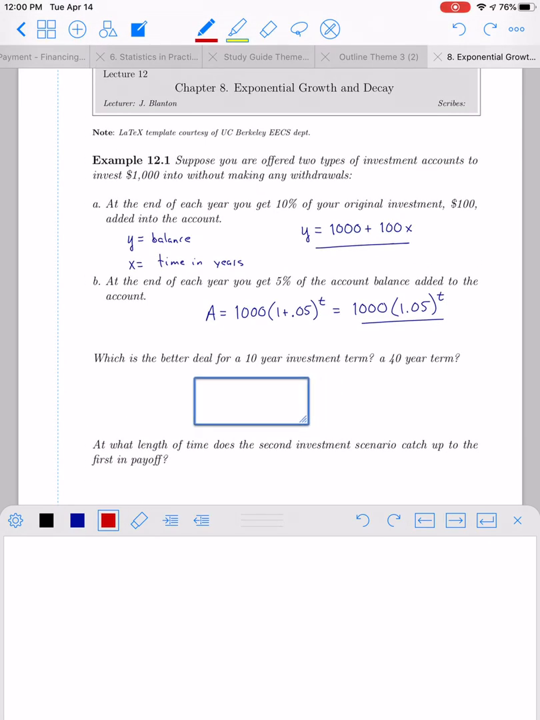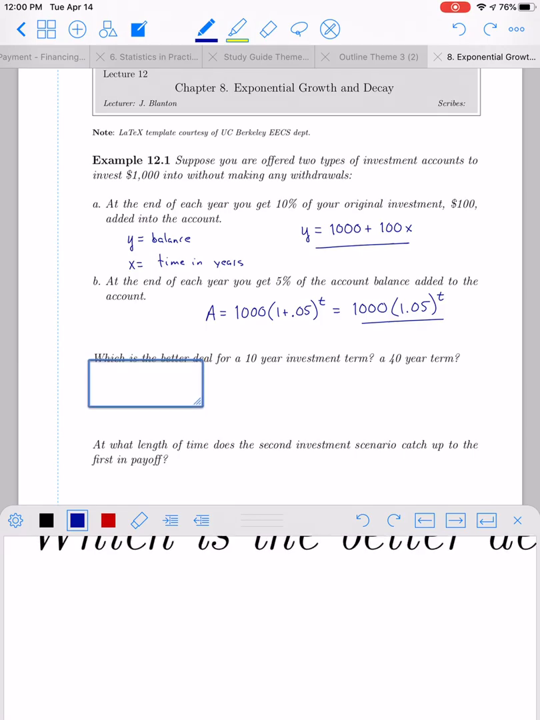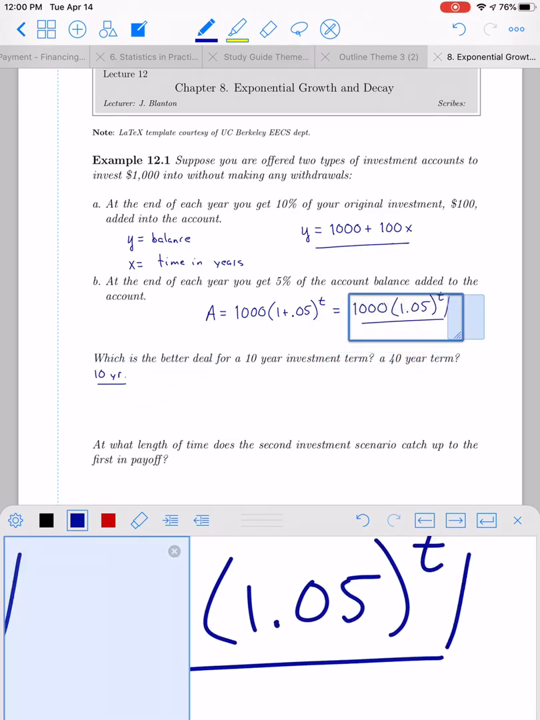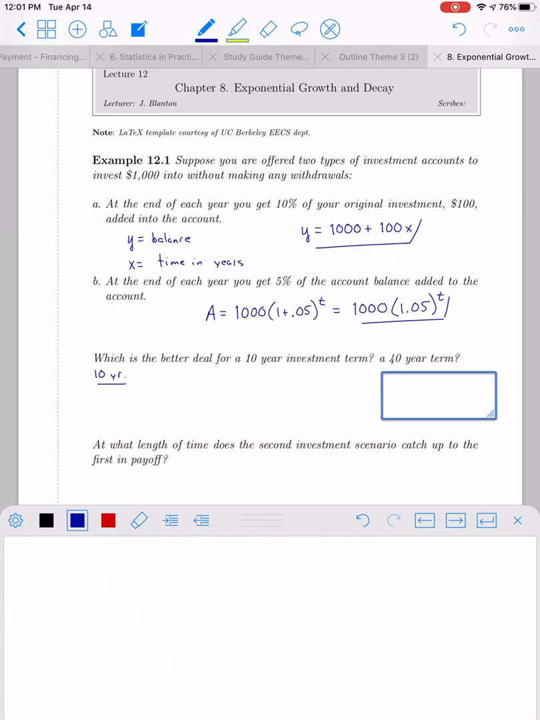Anyway, let's compare these two plans. So what's the better deal for a 10-year investment term? So you might instinctively say the compound interest scenario, part B, is going to pay more than part A, but that's going to be relative to time. So let's check out our 10-year situation. Well, what we've got in both part A and part B that we've set up right here are two different models for each of these scenarios. In other words, we have a way of predicting what the account balance is going to be based on the number of years that's gone by.